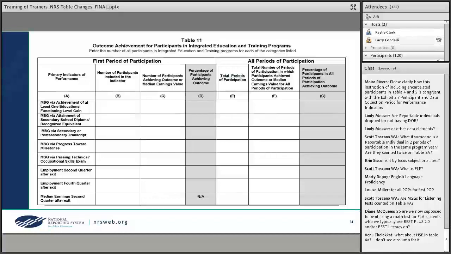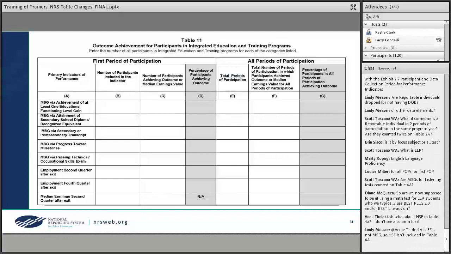It is specifically only about participants in IET programs. All participants who are taking an IET, both for their first period of participation and subsequent periods of participation. And in the columns are all the indicators of performance and all the MSG indicators that are allowable. Not allowable for Table 4 reporting for adult ed, the adult ed participant not in IET, but all the ones that are required, that are allowed under the WIOA guidelines.